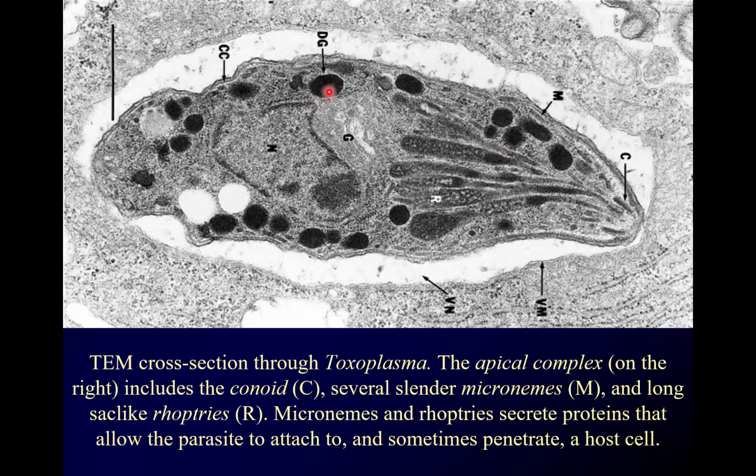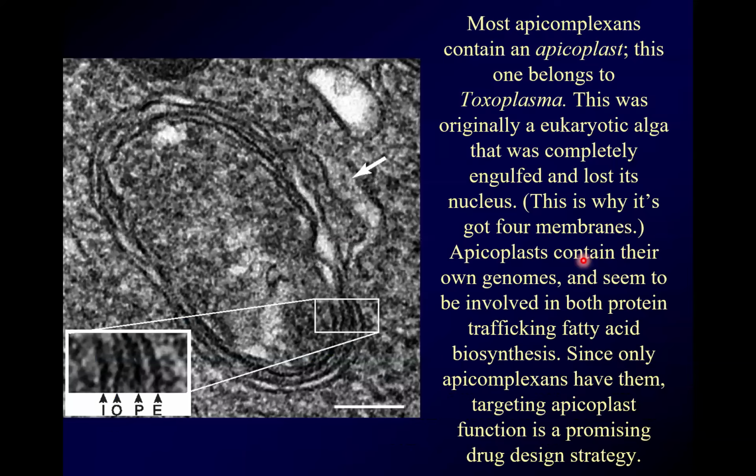These dark things are just labeled dark granules. My guess is they've got starch, but I forget what's in them. But the nucleus and nucleolus you can clearly see. So all of that apical complex apparatus with the micronemes and the rhoptries is there for attachment and penetration into host cells.